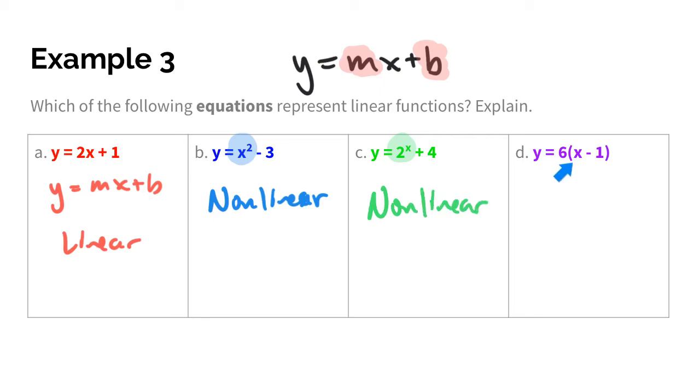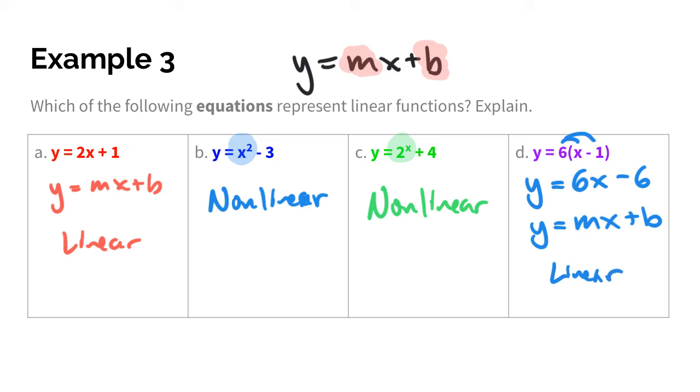Last example, you'll notice 6 times x minus 1. I have parentheses here. Now, this one's a little bit tricky because of its form. It doesn't look correct. However, parentheses are a way to simplify multiplication. So just to finish this off, if I were to distribute that 6, I would get y equals 6x minus 6. And now recognize that this is of the form y equals mx plus b. The only difference is that instead of adding, I have subtracting going on. But nevertheless, this would be considered a linear function because it's of the correct form, written the right way.